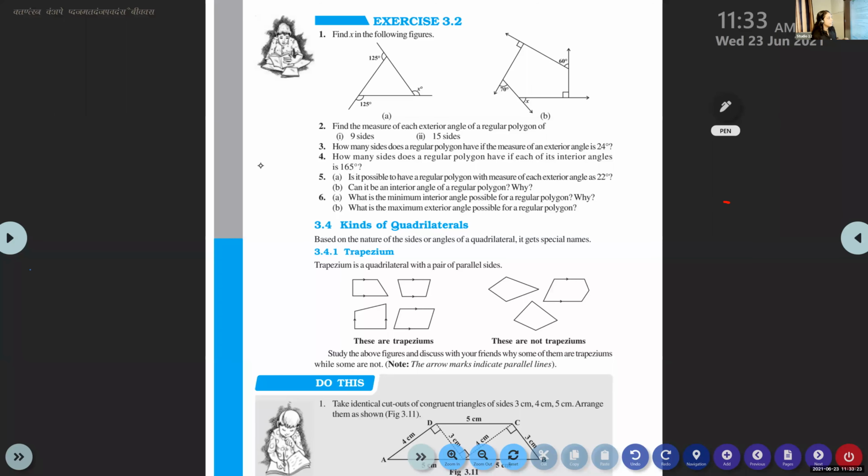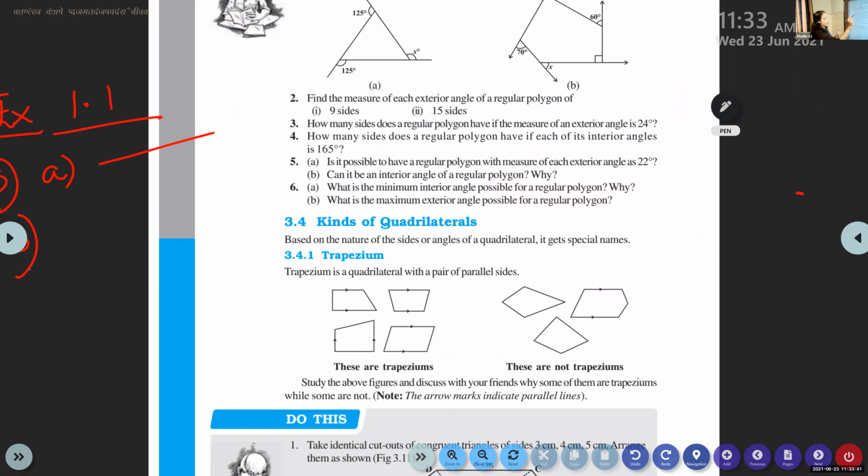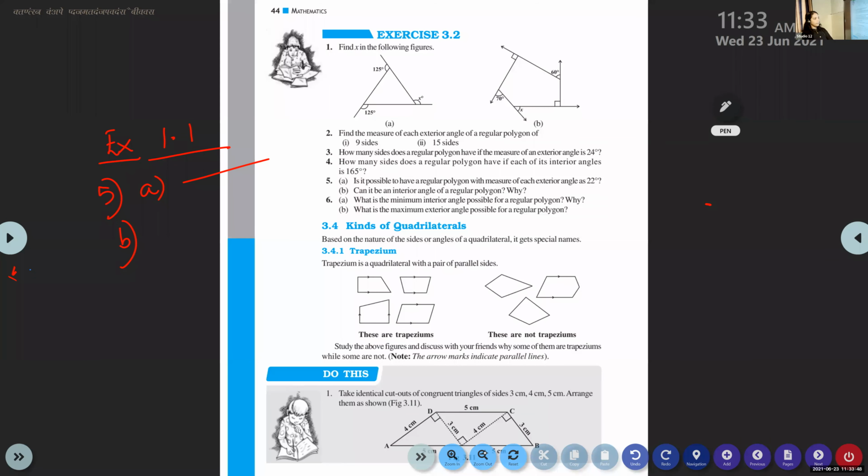Will you write this? Exercise 1.1, fifth question. A we had done already, yesterday. B shall we write now? Can it be an interior angle of a regular polygon? That is our question. Why? Did you write the question?